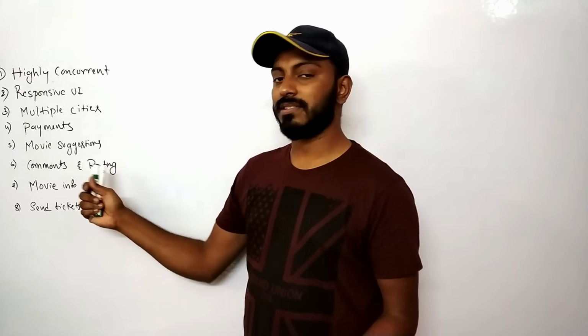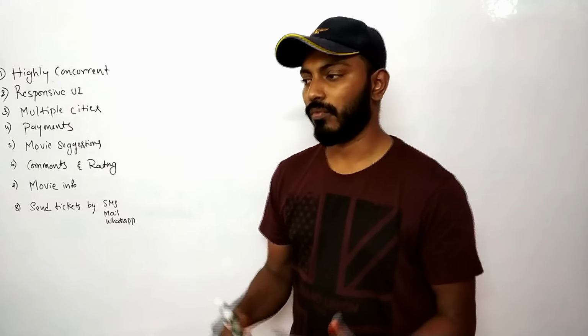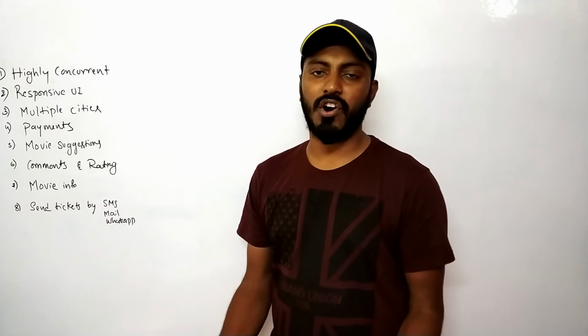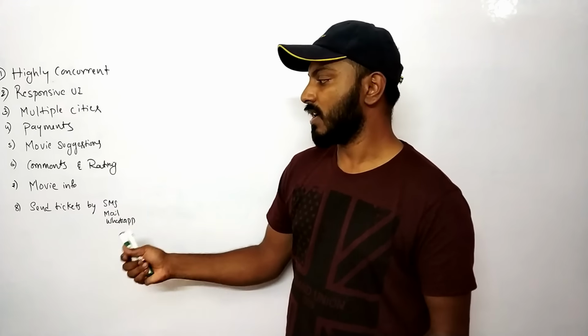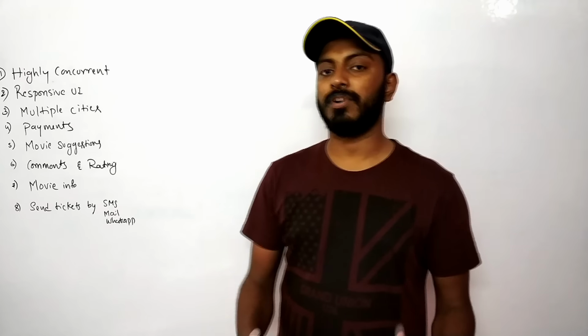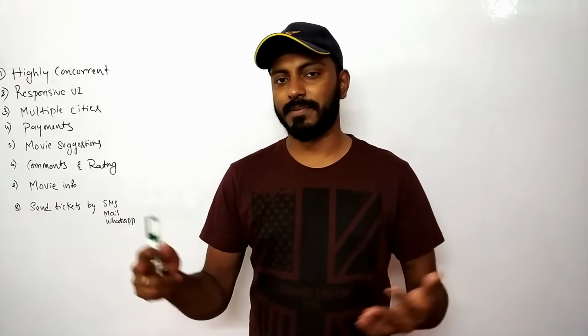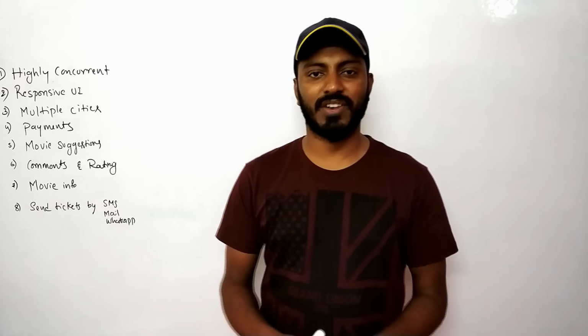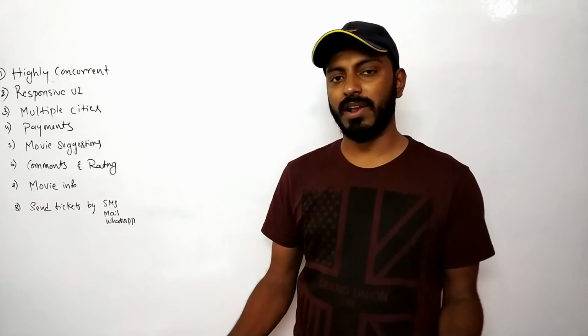The sixth one is comments and ratings. People should be able to write comments about the movie they have watched and rate the movie also. The seventh one is movie info. They should be able to see the crew, cast, pictures, videos, and trailers of the movie. So we should have a profile for a movie.